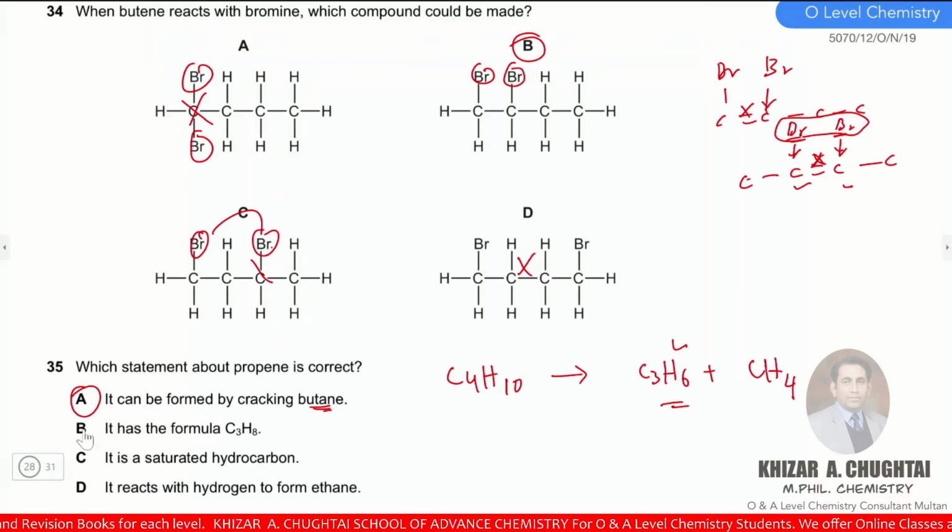However, you can see the next options. B has the formula C3H8. No, it's wrong. It is a saturated hydrocarbon. No, it's wrong because it is propene, I mean it has a double bond. It is unsaturated. It reacts with hydrogen to form ethane? No, it will make propane, not ethane. So D is also incorrect.